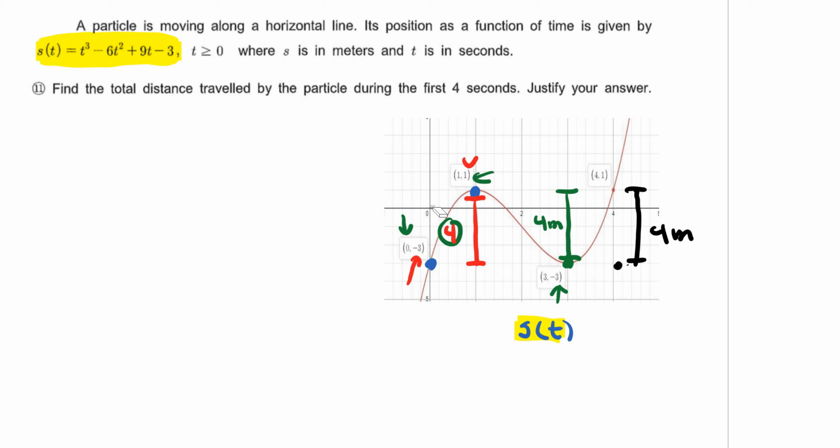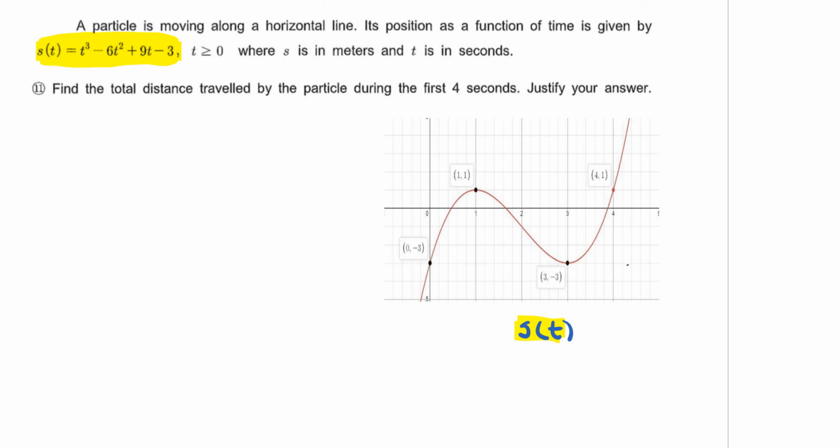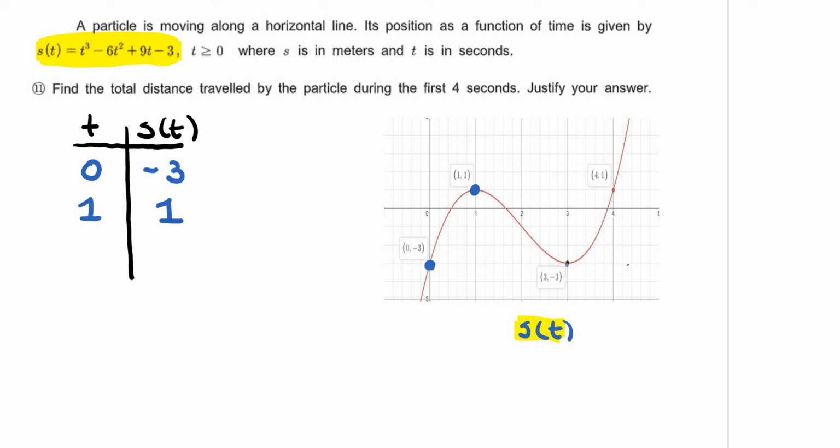Okay, so I'm not 100% sure if that made sense or not, but a third way you can do this is by creating a table of values of time and s of t. For students who prefer the formula method, this might make a little more sense as well. When we're at time 0, the position of the particle is negative 3. When I'm at a time of 1 second, the height is 1. When I'm at a time of 3 seconds, the height is now negative 3. And at a time of 4 seconds, I'm at a height of 1.